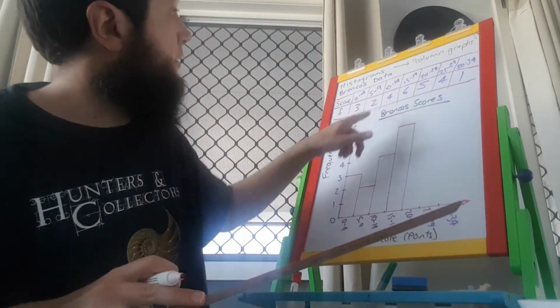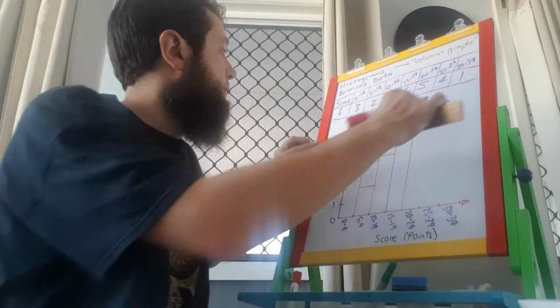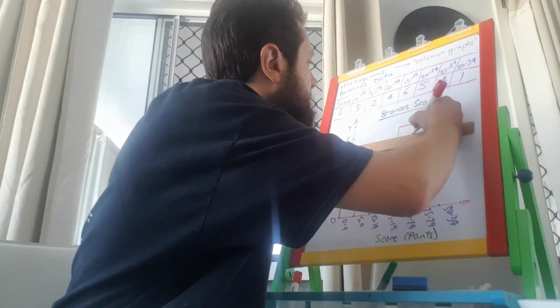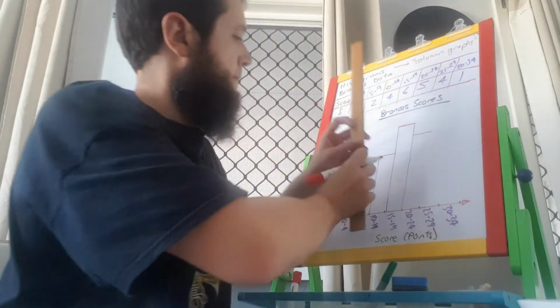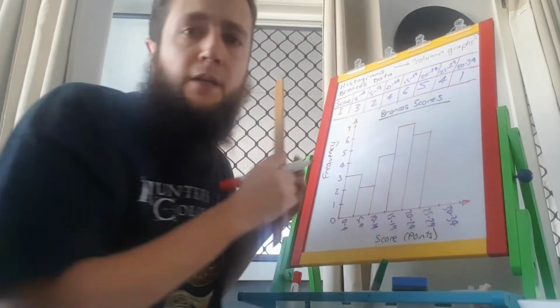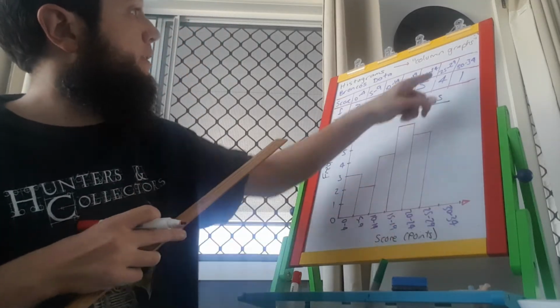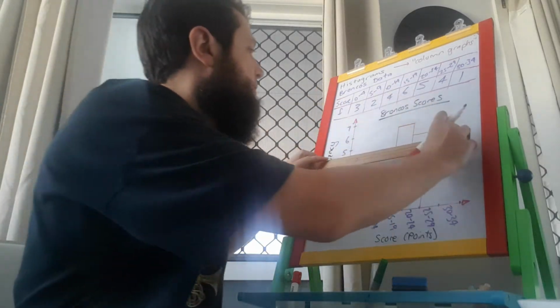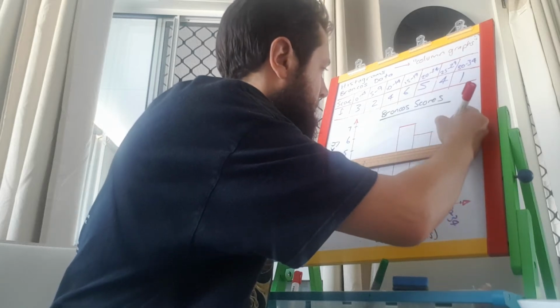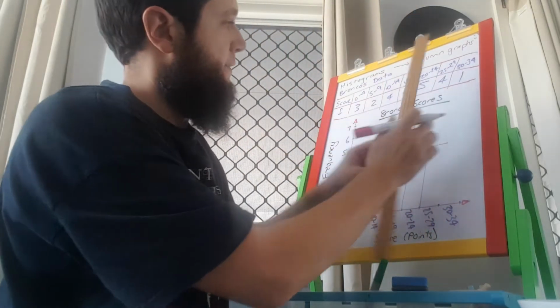And in the 20 to 24 range, we have 5. So a line across from 5, and down. In the 25 to 29 category, we have 4. So we'll do a line across from 4, and down.